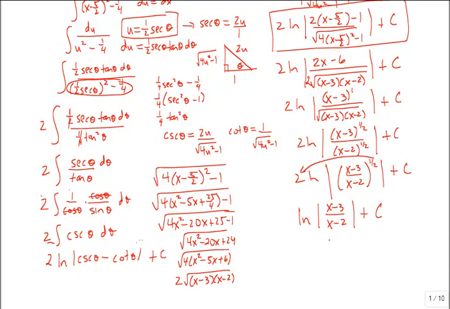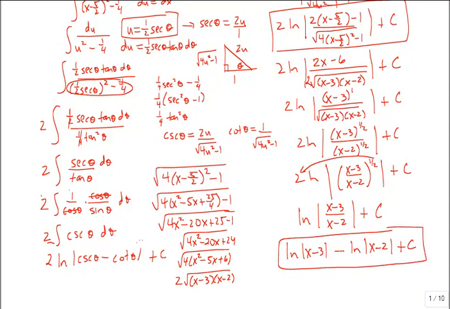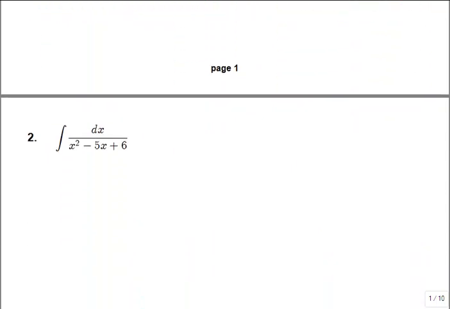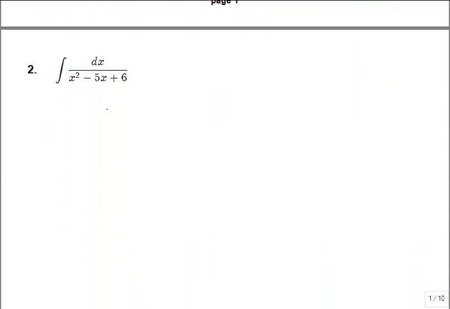And last but not least, the log of a quotient becomes the difference of the logs. So this becomes ln of the numerator, x minus 3, minus ln of the denominator. So this is our final answer in its most simplified form. You can see that that's much cleaner and nicer than leaving it like this, but it's a lot of work to get there. Okay? Now what I want to show you is that this same exact problem can be done in a different way altogether.